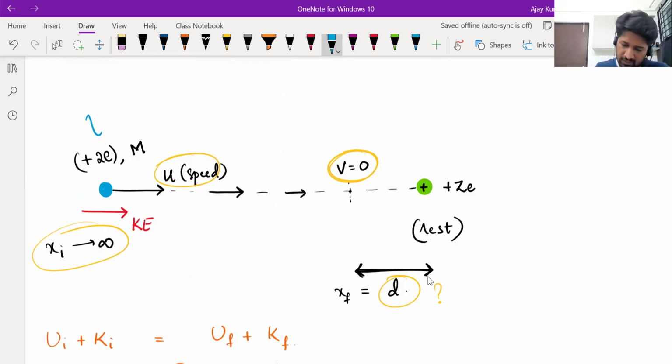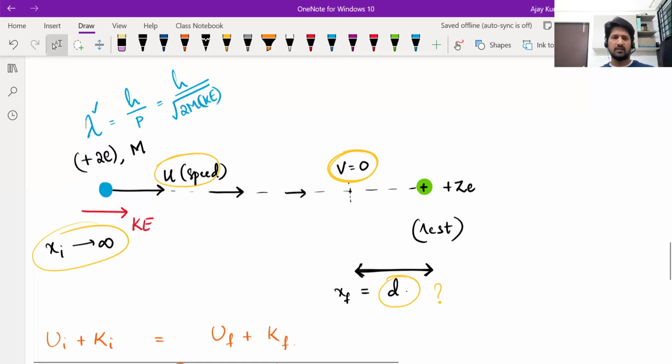Suppose they tell you that the alpha particle has a de Broglie wavelength of lambda. Now what is the formula for de Broglie wavelength? Lambda is equal to h by mv, the momentum of the particle. So h by p you can write. You can also write it as h by under root 2m kinetic energy, where m is the mass of the object, and K is the kinetic energy of the object. Now, if they give you the de Broglie wavelength and ask you how close it gets to the nucleus, the method is still conservation of mechanical energy only. And in conservation of mechanical energy, you are supposed to substitute kinetic energy. So from the de Broglie wavelength, you will get the kinetic energy of the alpha particle.